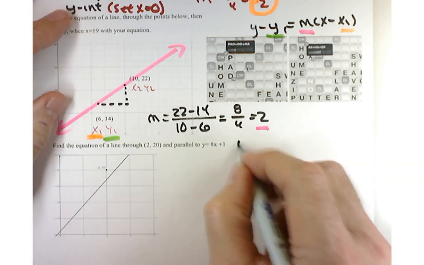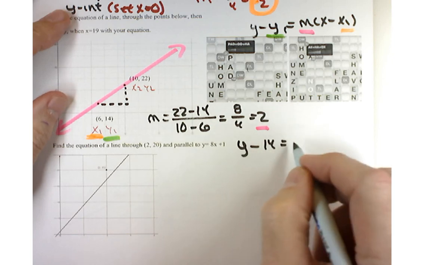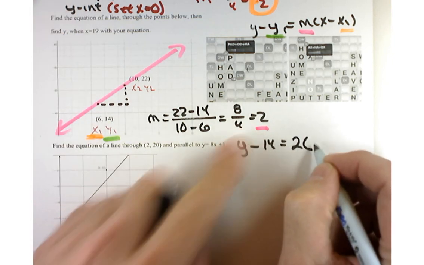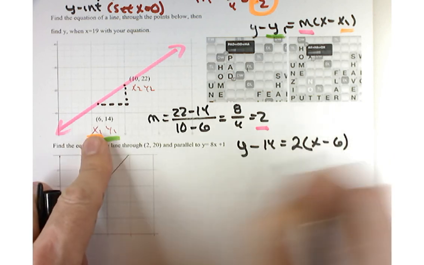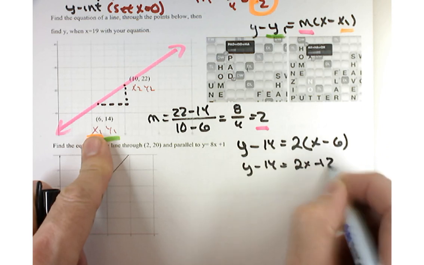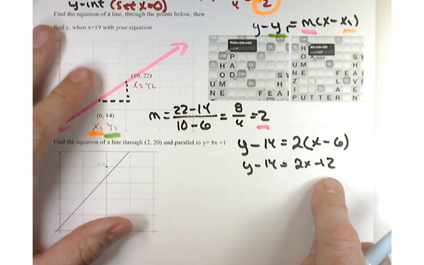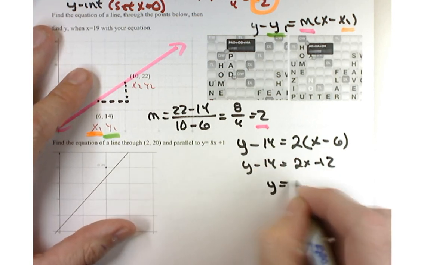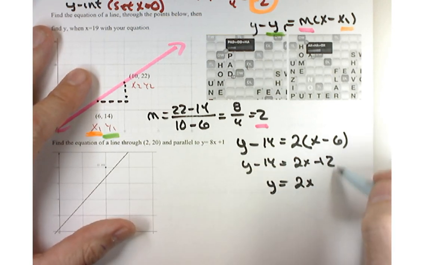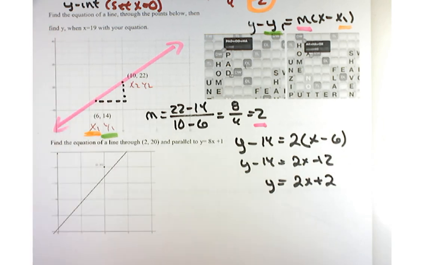So it's going to look like this. y minus y1, which is 14, equals m, which is 2, times x minus 6. So y minus 14 equals 2x minus 12. If you add 14 to both sides to get rid of the 14 here, negative 12 plus 14 gives me 2. Nice. So there's your equation.